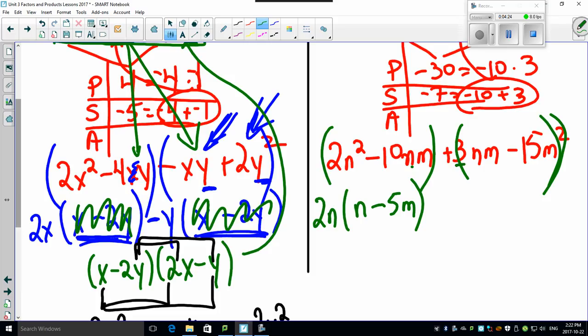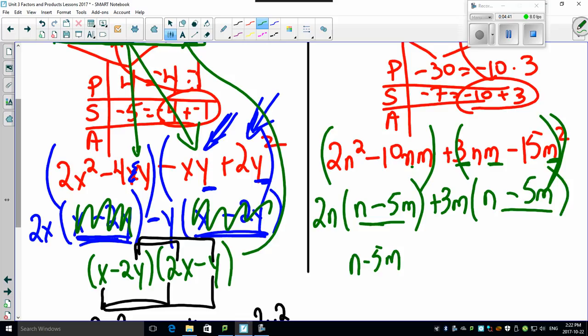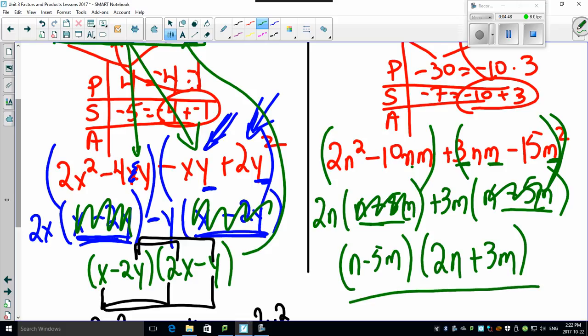Out of here, you can take out a 3 and an m. Okay, take out a positive 3m, leaving you with an n minus 5m. And there's your common ones. There you go. N minus 5m. That's gone. That's gone. 2n plus 3m. And there's your factorization of that. So when you get two variables, don't freak out. The decomposition method using PSA 2 is going to help you out all the way through it.